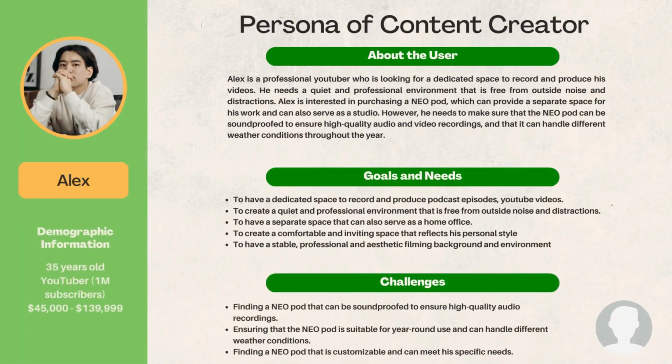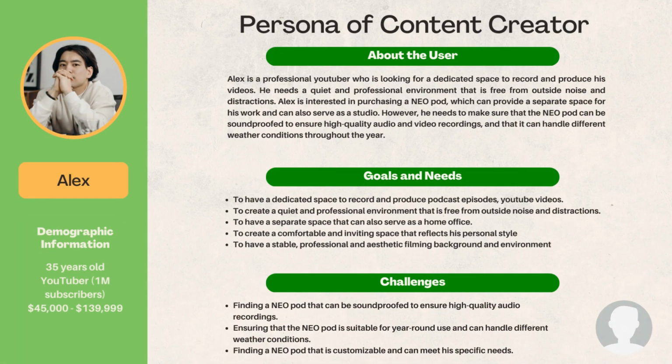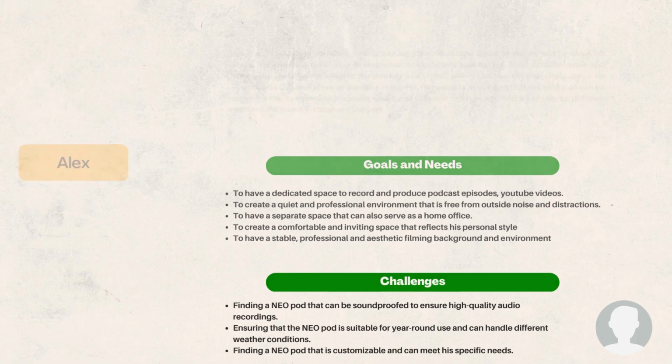Which leads us to a customer persona we have developed for this target market. An online influencer named Alex with a total count of 1 million subscribers on his YouTube platform, creating various content from podcasts to YouTube videos. An ideal customer for BGR to create their new Neopod product for.